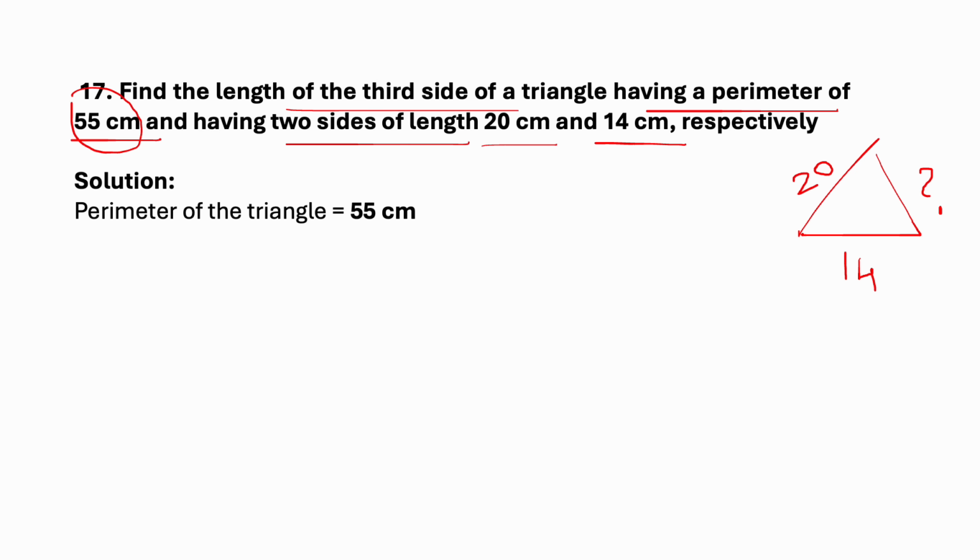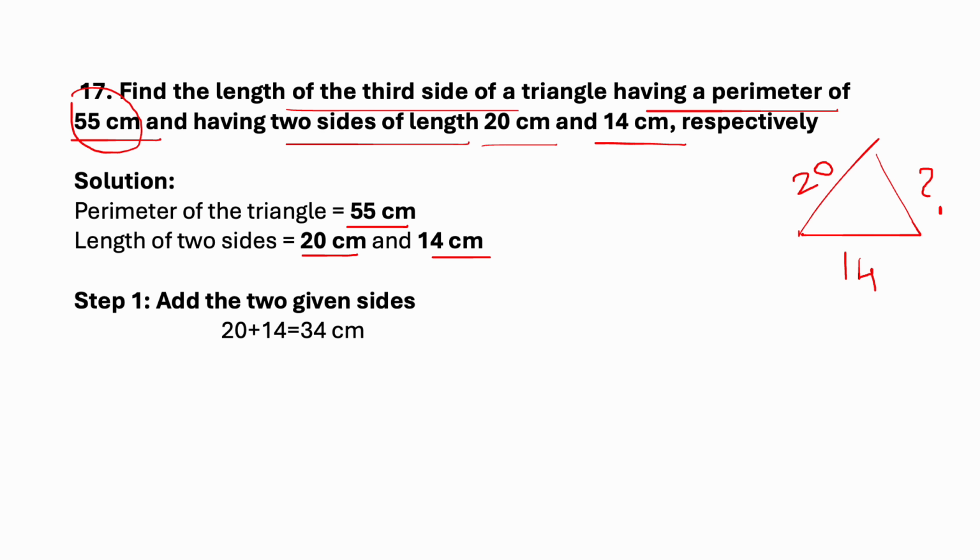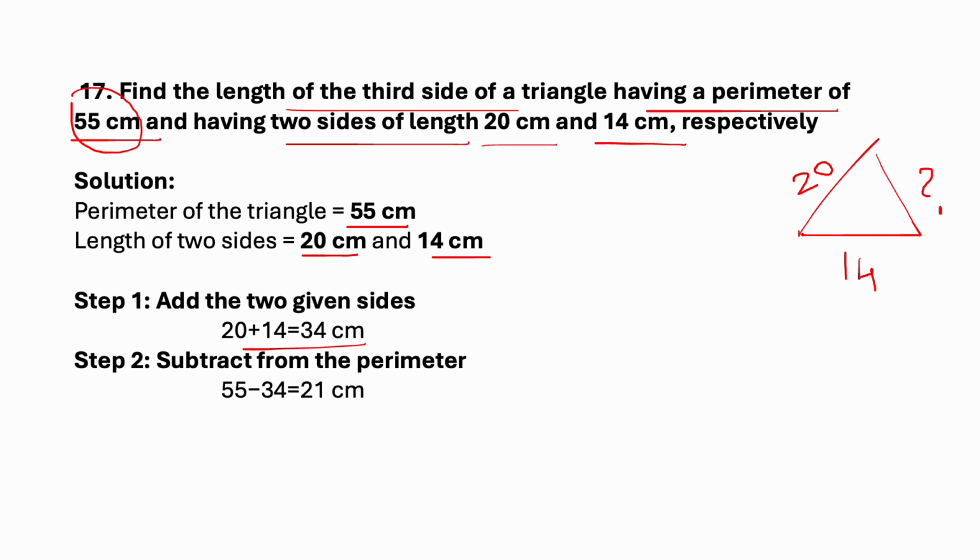So, perimeter is given as 55 centimeter. Length of the two sides 20 centimeter and 14 centimeter. Then we have to add these two sides. 20 plus 14 is equal to 34 centimeter. So, here perimeter is given as 55 centimeter. Then how do you find the third side of a triangle? We have to subtract 34 centimeter from 55. So, subtract from the perimeter, 55 minus 34 is equal to 21 centimeter. So, the length of the third side is 21.